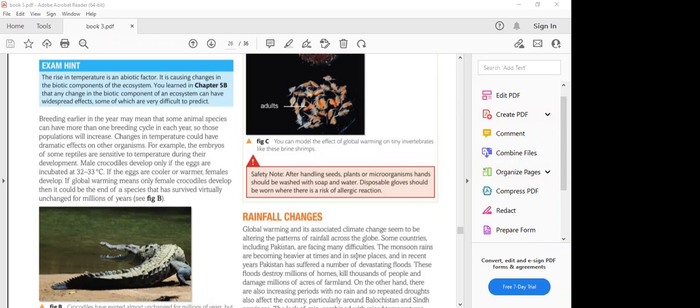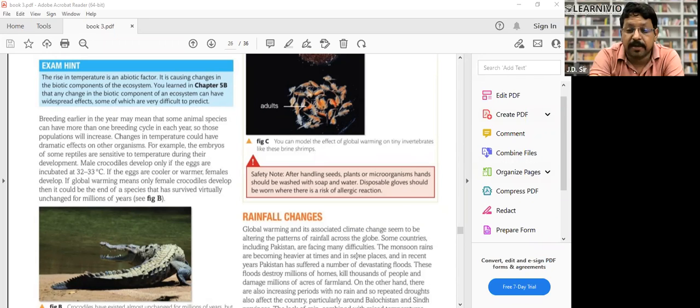So you can note down that the temperature decides, in many oviparous animals, what will be the sex of the offspring. This is basically for the oviparous animals, right? If the eggs are cooler or warmer, females develop.